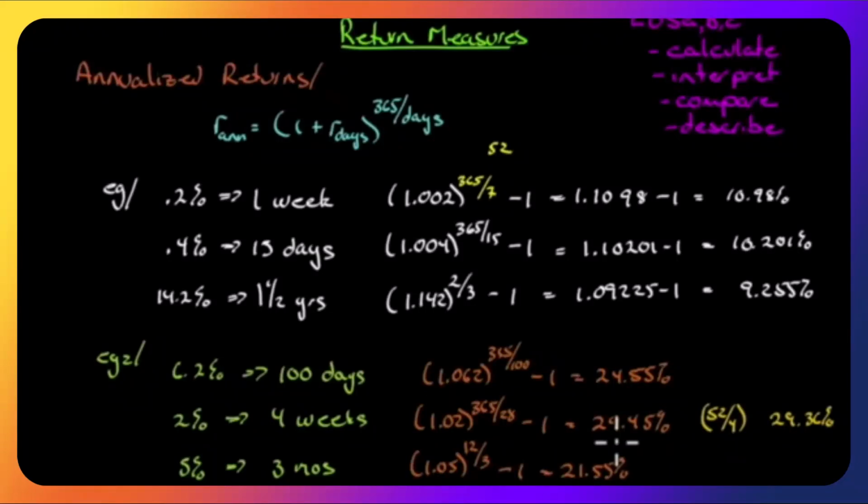Now, here's the problem. These annualized returns assume that you can replicate that return every single time. 6.2% over a 100-day period. Can you do that 3.6 times a year? Maybe you can. I don't know. 2% in 4 weeks. That means you'd have to be able to do that about 13 times a year. I don't know about that. 5% over 3 months. Can you do that 4 times a year? Maybe. That's starting to get a little bit more realistic.